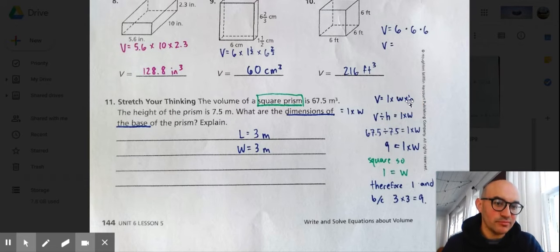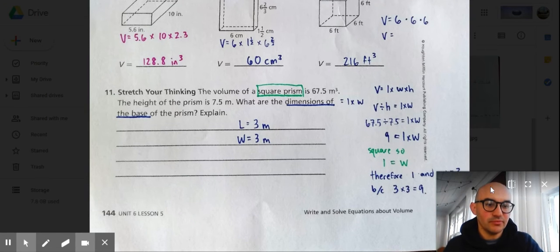So right now h is multiplied by length times width. What if I divide by h, and I have length times width on the right hand side of my equal sign and v divided by h on the left hand side? Now I can plug in values for v and h. So v was 67.5, h was 7.5, and then I do my division and I get a total of 9, and 9 equals length times width. Well, it's a square, and so I know if it's a square, then my length and my width must be equal. That's what I wrote here in green.